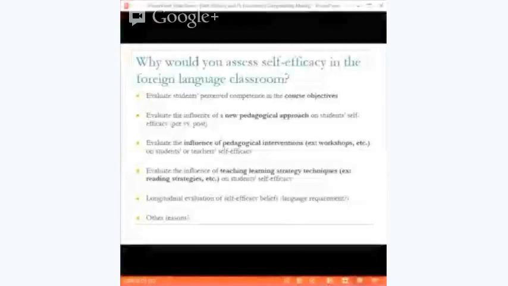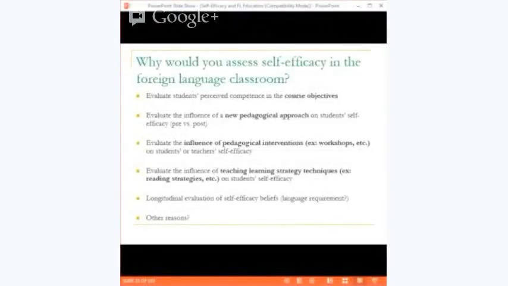You could evaluate the influence of a new pedagogical approach on student self-efficacy. Maybe you're interested in trying a new approach to the curriculum, and you want to see how this influences student self-efficacy. You can evaluate it at the beginning of the semester, and then also at the end of the semester. You can look at the influence of pedagogical interventions, such as workshops, on students or even teacher self-efficacy. So this past summer I worked with StarTalk, which is a federal grant, and it was a program for teacher training in Persian and curriculum development.